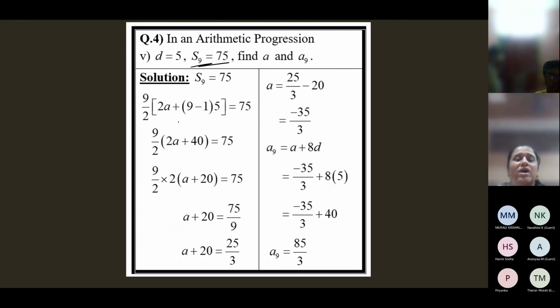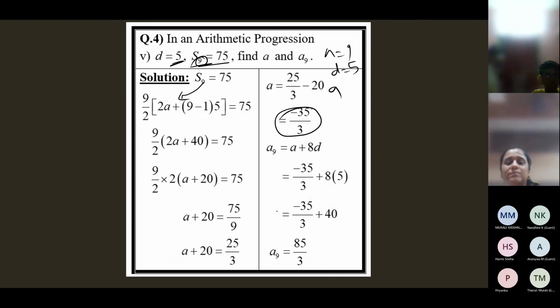And in the formula you have A, n and D. The S9 formula is n by 2 of 2A plus n minus 1 into D. In the formula, you have to substitute for A, n and D. A we don't know. n is 9, and D is given here, D is 5. So you can find A. You can solve and find A. So you found A. A is equal to minus 35 by 3.